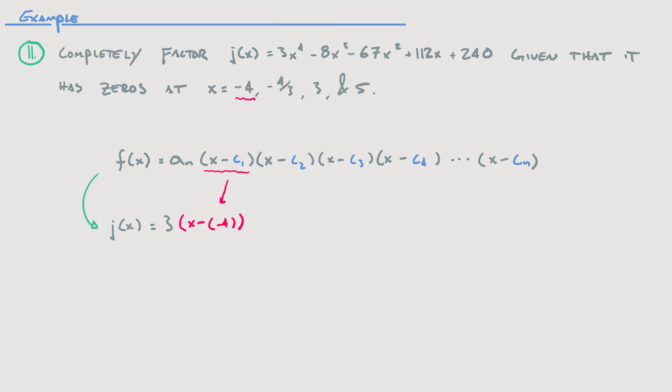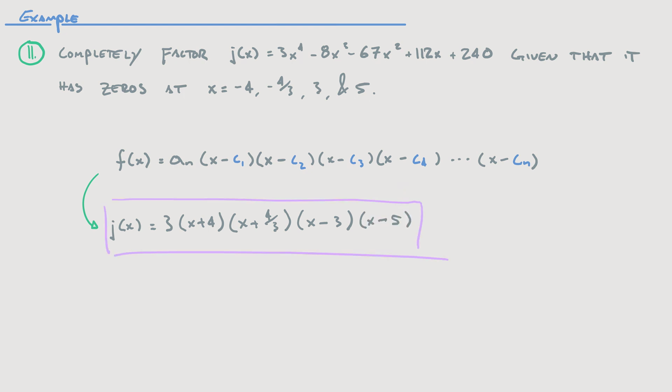Then we'll have x minus our first zero. Our first zero is -4, so we have x minus -4, but x minus -4 is x plus 4. The second zero is -4/3, so x minus -4/3 or x plus 4/3. The next zero is 3, so x minus 3, and the next zero is 5, so x minus 5, and we're done. We just factored this polynomial. We knew where the zeros were, we put it in complete factored form, done. Pretty cool stuff, right? We factored. All we needed to know was the zeros.